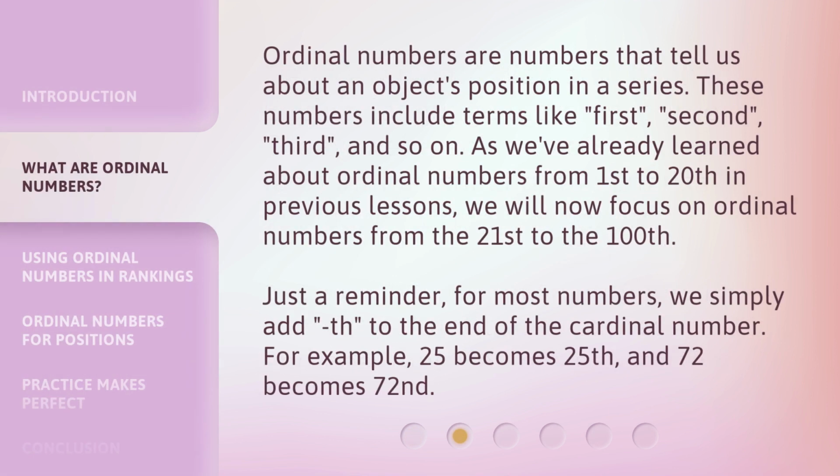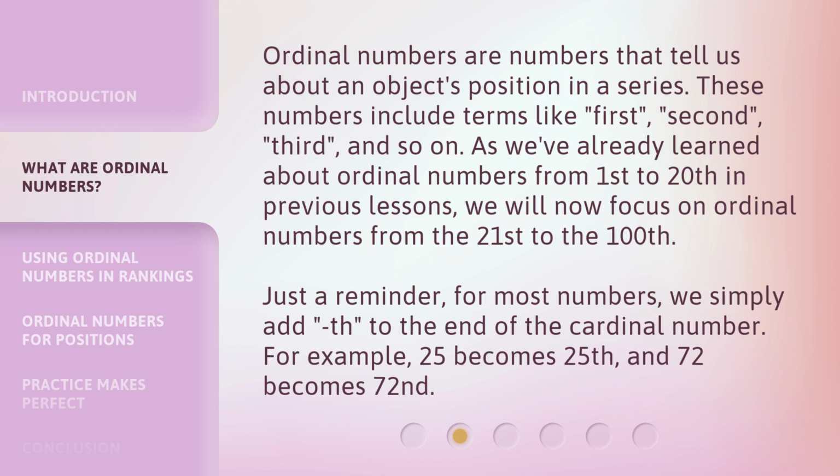Ordinal numbers are numbers that tell us about an object's position in a series. These numbers include terms like first, second, third, and so on. As we've already learned about ordinal numbers from 1st to 20th in previous lessons, we will now focus on ordinal numbers from the 21st to the 100th.